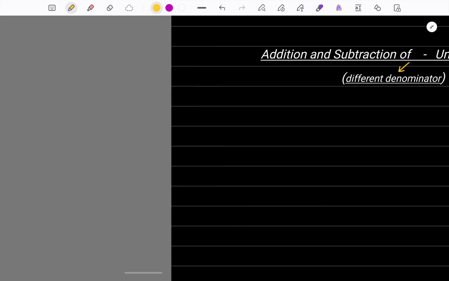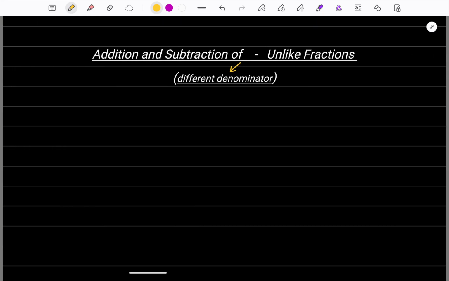A second scenario can come up where we are supposed to add and subtract unlike fractions. In such cases, what we do is we convert the unlike fractions into like fractions first. In our earlier lessons, we have seen that whenever we are dealing with unlike fractions, if we convert them into like fractions, the calculations become simple.